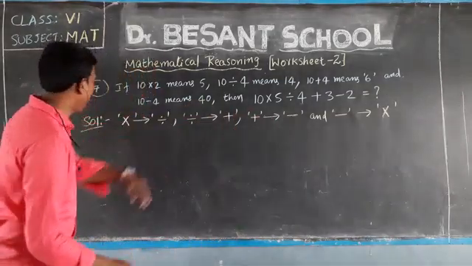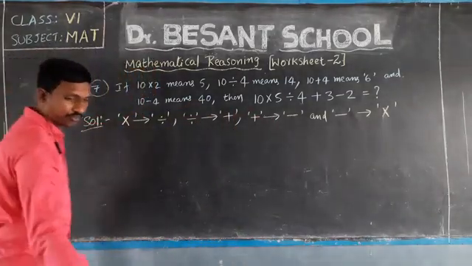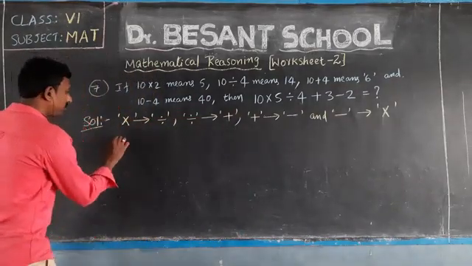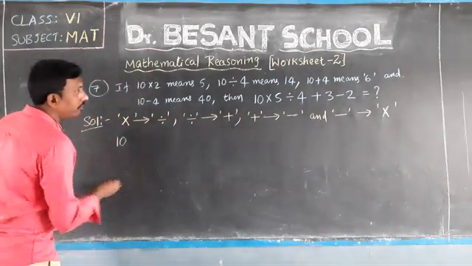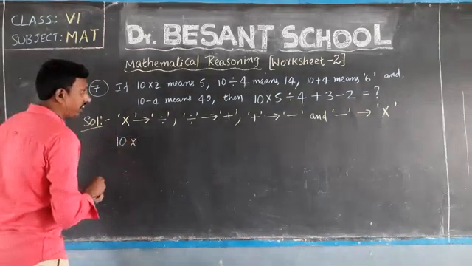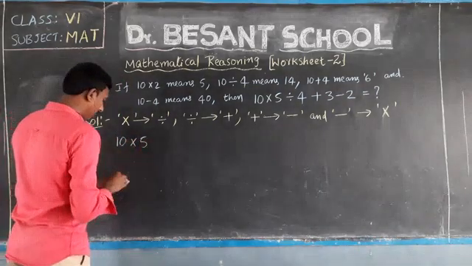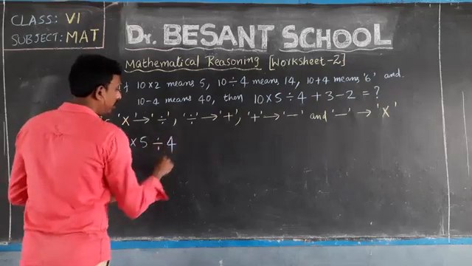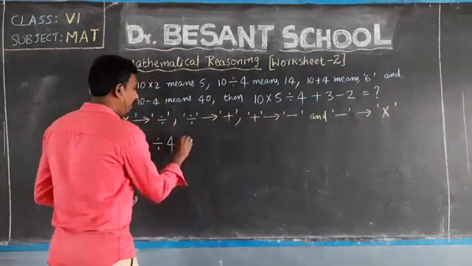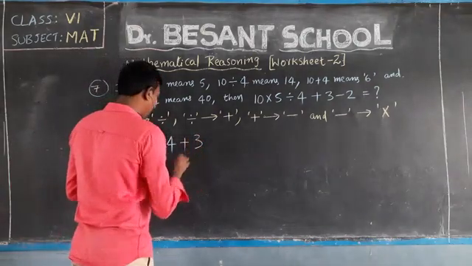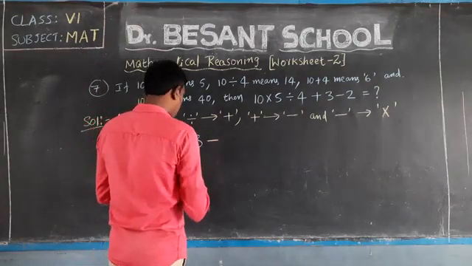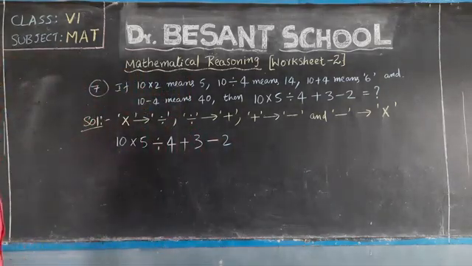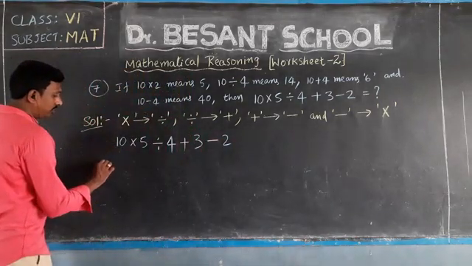Now, what is the question given? What's the question given here? 10 into 5 divided by 4 plus 3 minus 2. This expression value is to be obtained now.